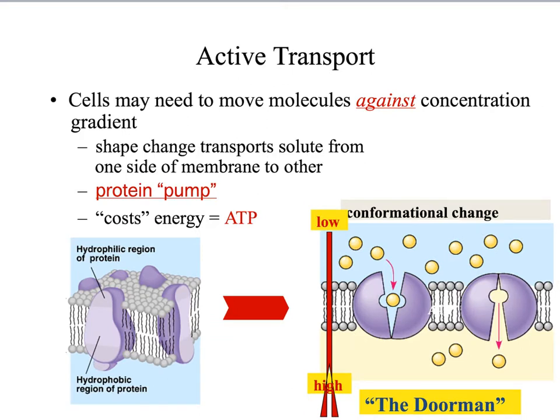Active transport: when cells need to move molecules against their concentration gradient, they can do that. It's going to require the use of a carrier protein. So here's our carrier protein. You can see that it's moving it from high concentration to low concentration here. This is actually not a very good picture, so I apologize for that. So ignore this and ignore this. But it's moving it from low concentration to high concentration.